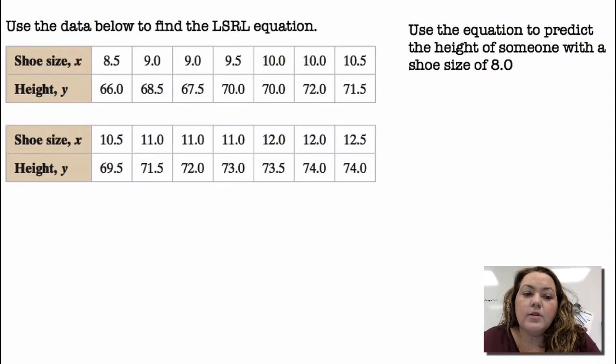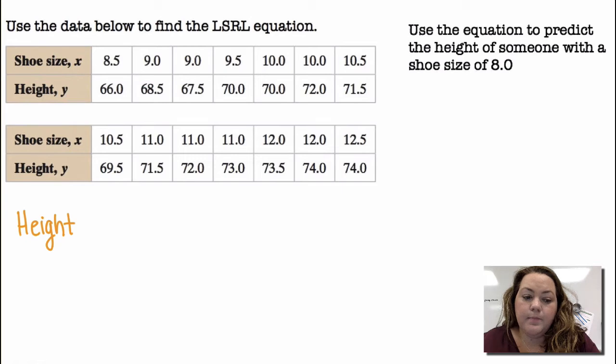All right, so now use the data below to find the least squares regression line equation. I'd really like for you to pause this, put it in your calculator, stat calc 8, get the equation, and then use the equation to predict the height of someone with a shoe size of 8. All right, so hopefully you paused it, you tried it, and then here's what you would get.